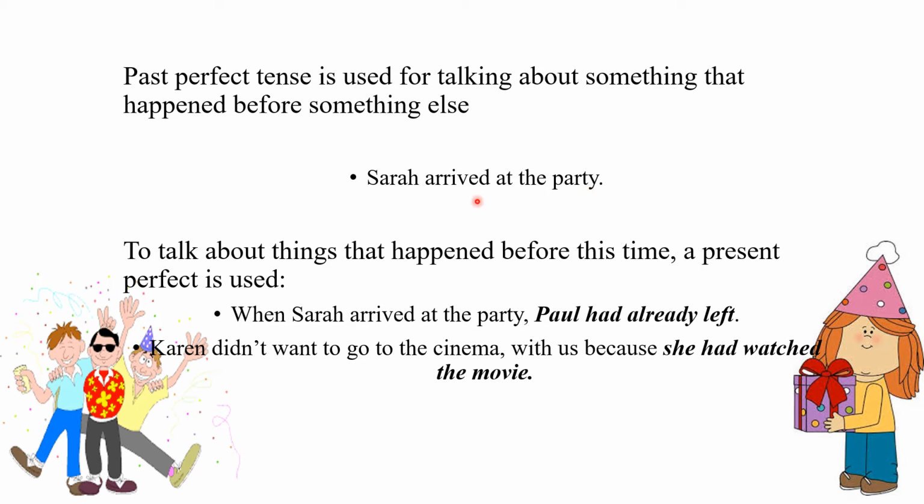Then if we want to talk about things that happened before this time, we will use a past perfect tense. For example, when Sarah arrived at the party, Paul had already left. In this sentence, to tell what happened before this time, we have used a past perfect tense. Similarly, Karen didn't want to go to the cinema with us because she had watched the movie.